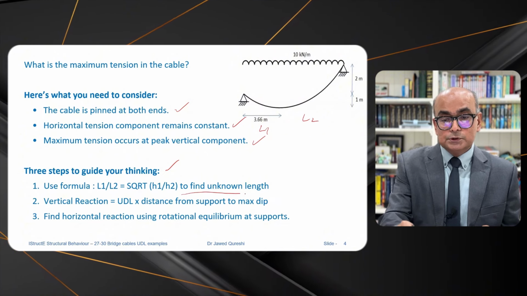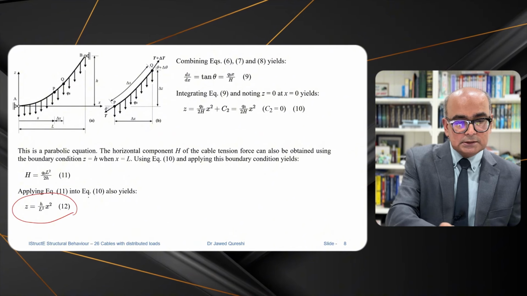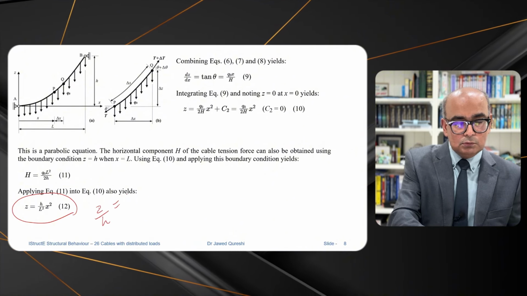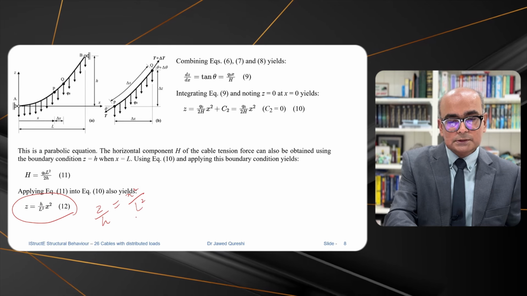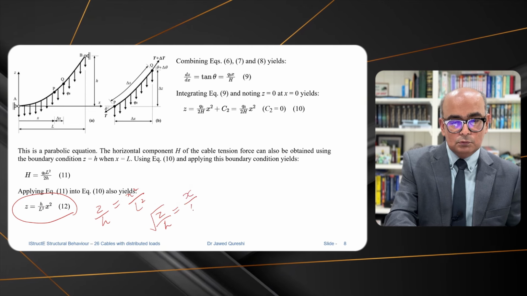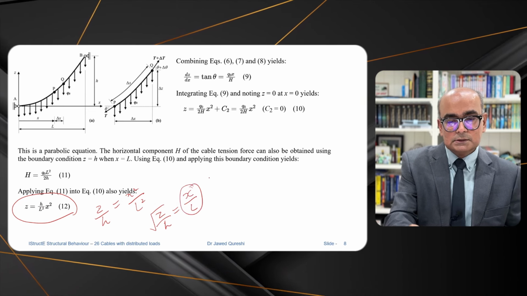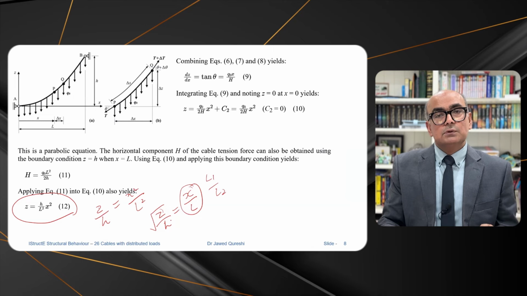This is the formula which comes from the parabolic curve of cables, and there is a derivation, so please have a look at another video which I created earlier. It has all the details and I will show you where I got this formula from. Earlier I talked about this formula where Z over H is equal to X square over L square, or you can say that under root of Z over H is equal to X over L. Here I'm calling this L1 and L2, and here I'm calling Z and H as H1 and H2.